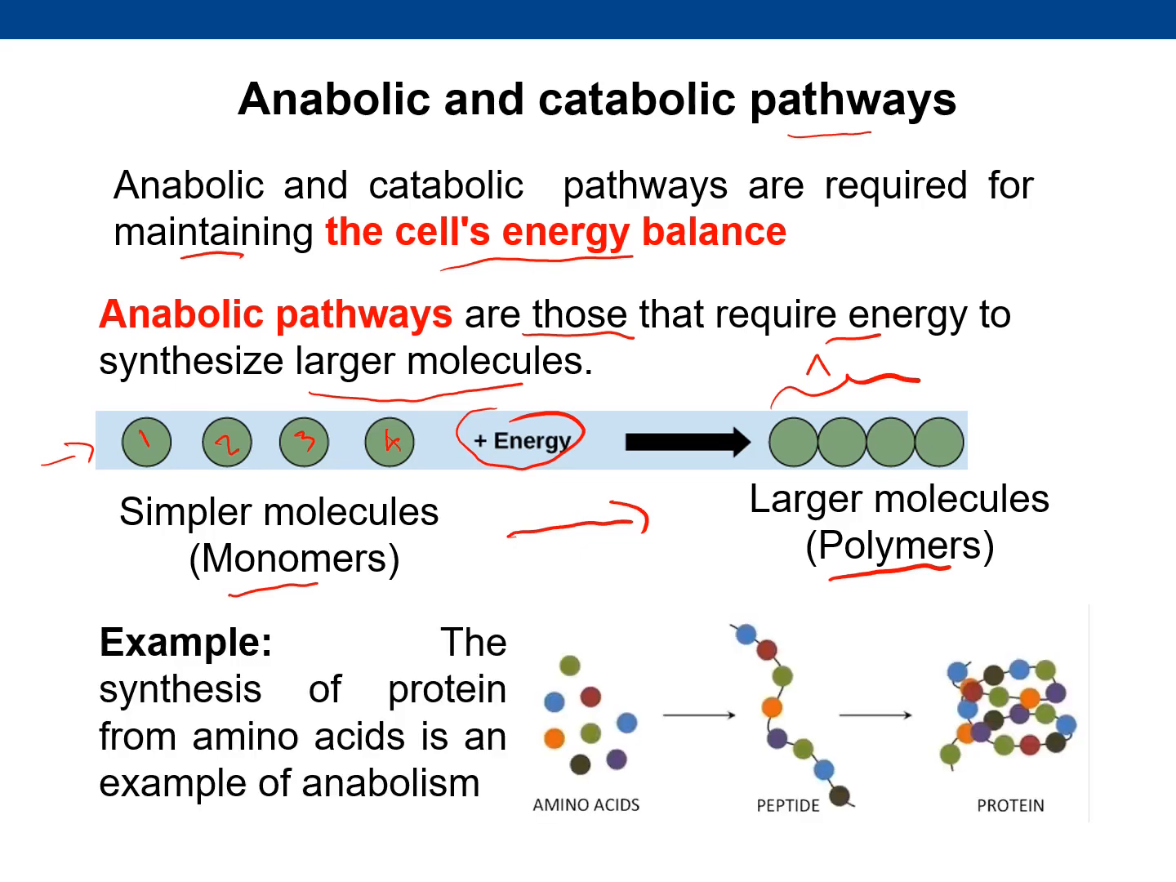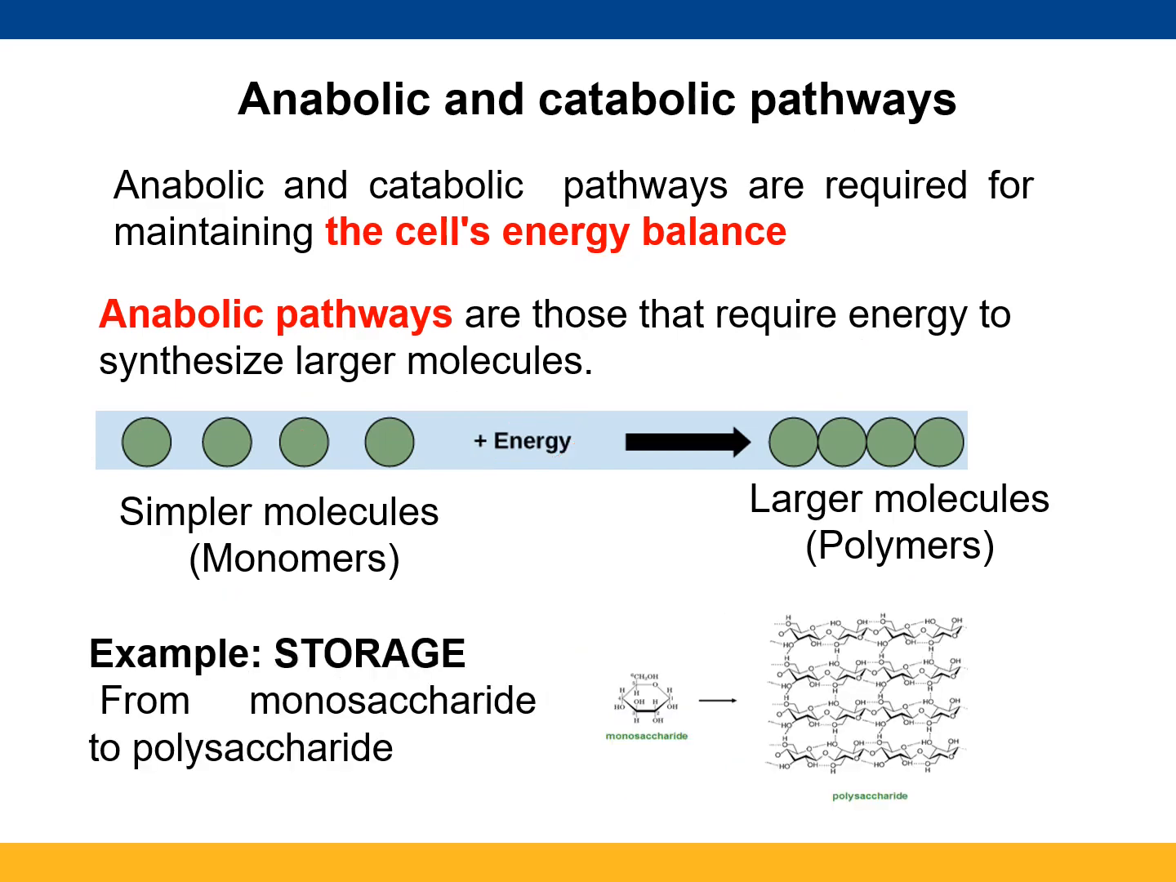An example of that could be the synthesis of proteins. Here, as I said, you have amino acids. Then you can produce a peptide, and when you have multiple peptides, you can form a protein. This is an example of an anabolic reaction. Another example could be a molecule for storage, going from monosaccharides to a polysaccharide. Here you can have a monosaccharide like glucose, as I said before, and you can produce a polysaccharide like a starch, and you can store the sugar in the body. In this way, plants can store sugar in the cells.